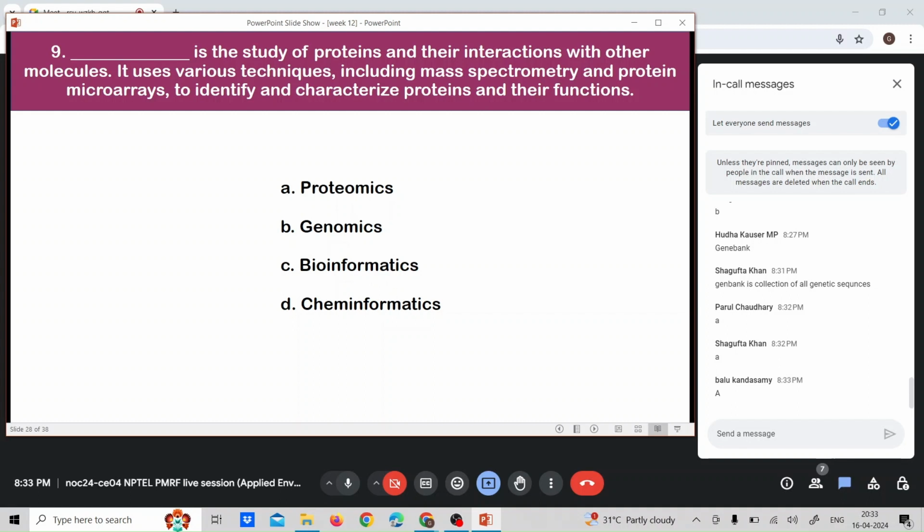Chemi-informatics is about obtaining information from chemical data. So we go for analysis of chemicals, and then we study them for qualitative and quantitative analysis, and that is known as chemi-informatics.